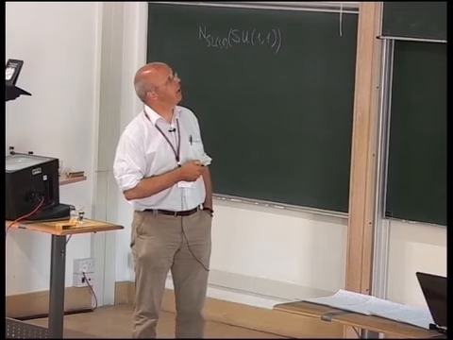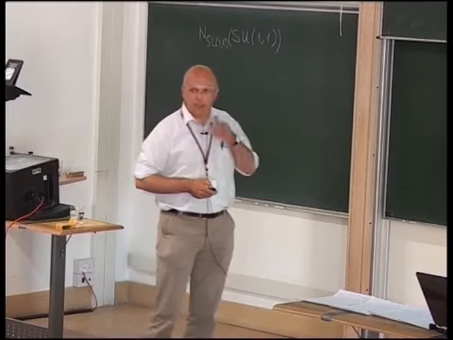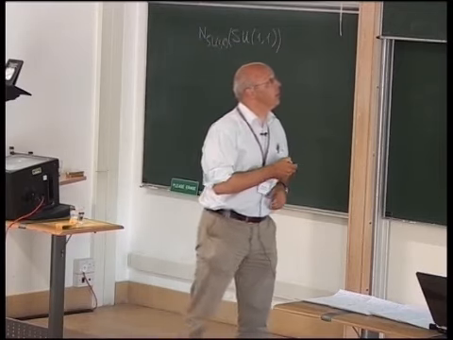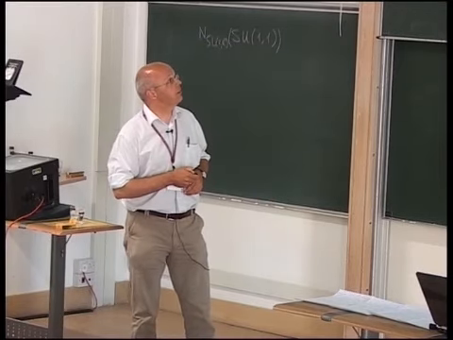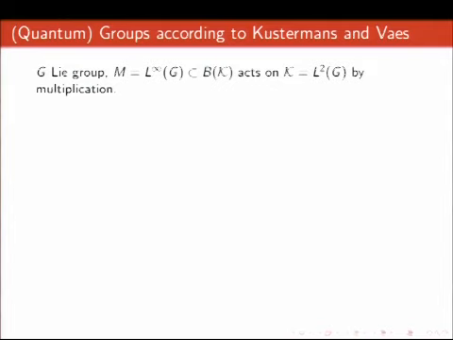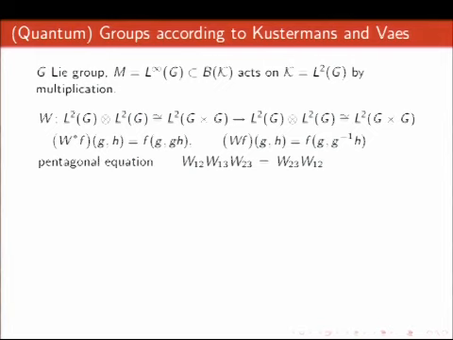So I'll have a Lie group G, and I consider the space of bounded functions on G, and I consider this to be acting on K, and K is just L2 of G corresponding to the left Haar measure. The next thing I will focus on, I'll not give the precise definition, is this W here. This is an operator from K tensor K to K tensor K.